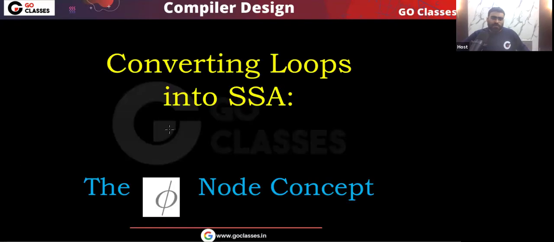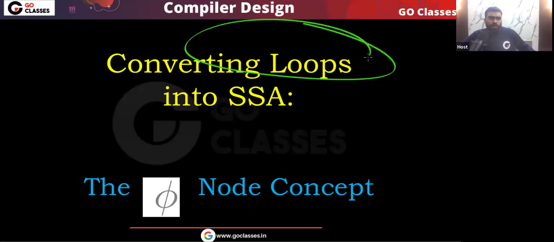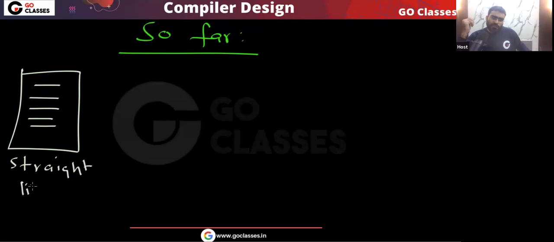One last example I want to take, that is regarding loops. How to convert a loop into SSA. So far we have seen straight line code, how to convert it into SSA. If you have straight line code, how to convert that into SSA, that we have seen.